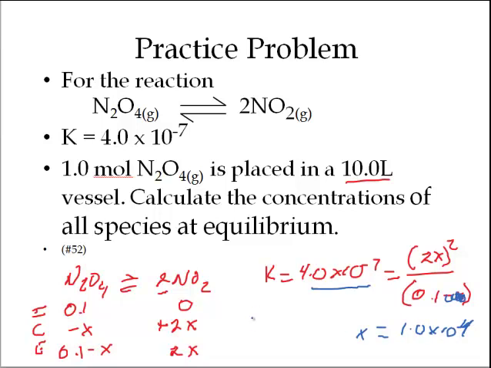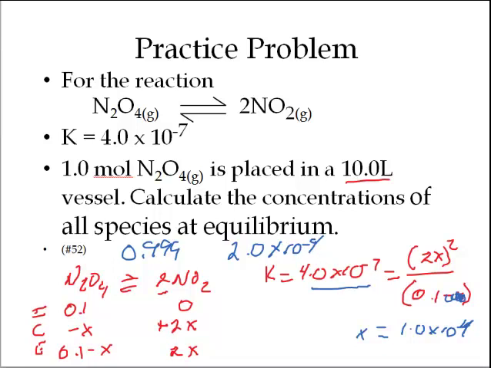Okay, and then the idea is, what would my concentrations be at equilibrium? Well, if I subtracted 1.0 times 10 to the minus 4 from that, I get something like 0.999. I mean, it's very small, right? It doesn't change. And then for 2x, I would get 2.0 times 10 to the minus 4th.